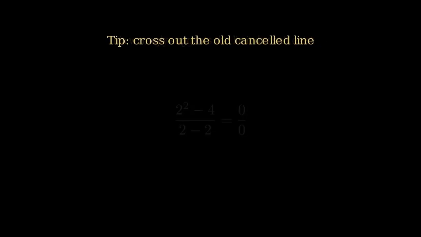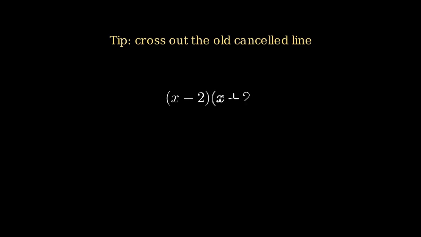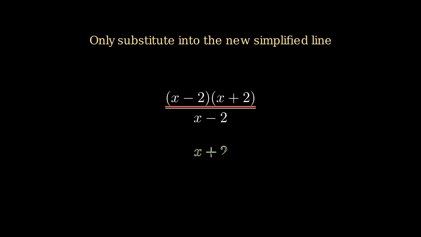So here's the teaching tip to avoid that error. Once you cancel a factor, physically cross out that old line completely, so you are not tempted to use it again. Only ever substitute into the new, simplified line, and never look back at the original expression.